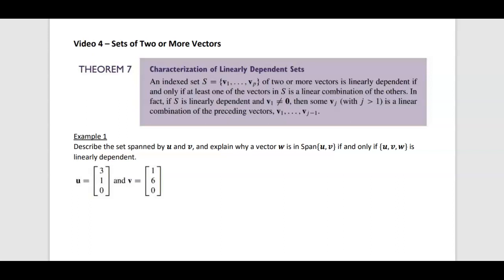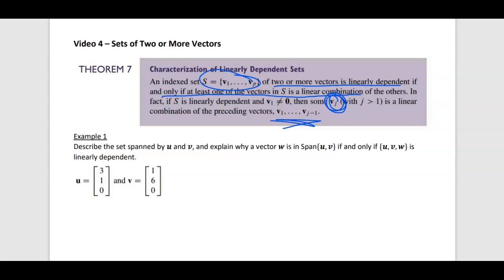This video is going to talk about sets of two or more vectors, and we're going to start with Theorem 7. One of the things that is true about linearly dependent sets is that two or more vectors are linearly dependent in this set of vectors if and only if at least one of those vectors is a linear combination of the others. So it's linearly dependent if some vector in there is a linear combination of any of the preceding vectors. It doesn't have to be all of them, but just some of them.